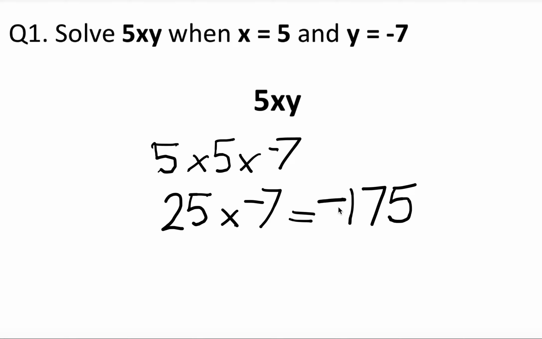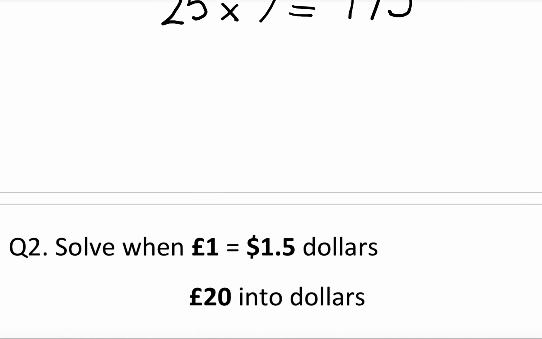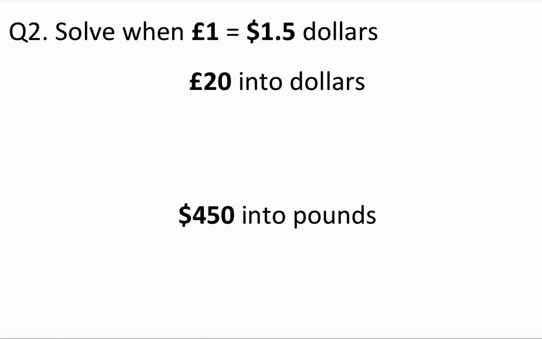So there you are. Just substitute the values in and follow the steps and you should get to an answer. Give it a try and then maybe try a few more at home. So in this case, it's minus 175. Let's have a look at question 2. Oh, it's another money question, another money question of converting either pounds into dollars or dollars into pounds.